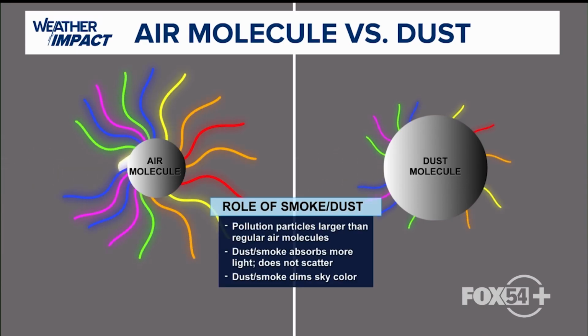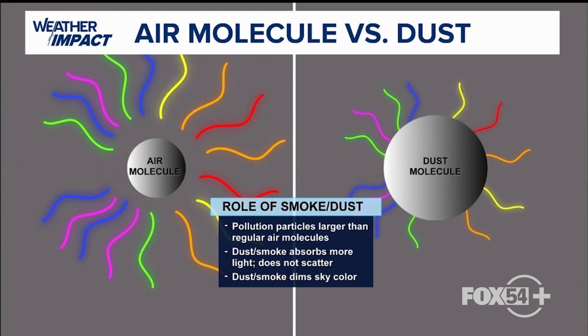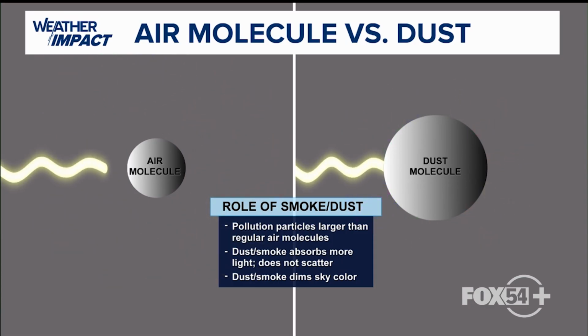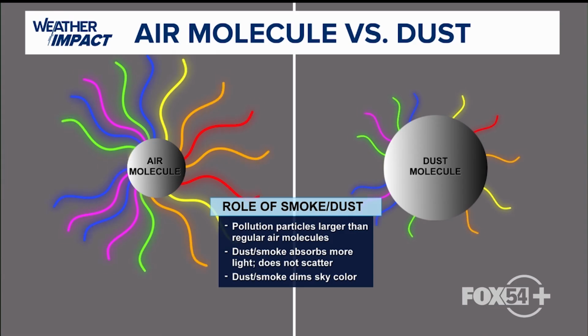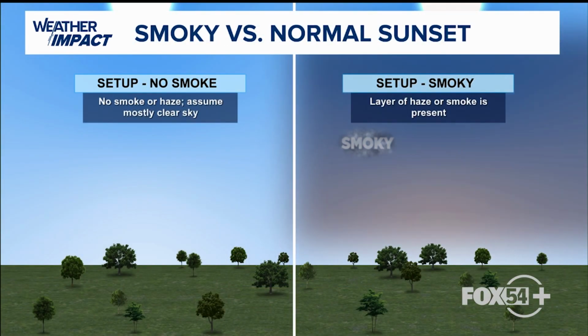Air molecules and dust molecules do make a difference, though. Pollution particles larger than regular air molecules is often common. You have dust and smoke that absorbs more light that does not scatter that light back out of the molecule. And the dust and smoke do dim the sky color, so that's what makes the difference in the sunset.